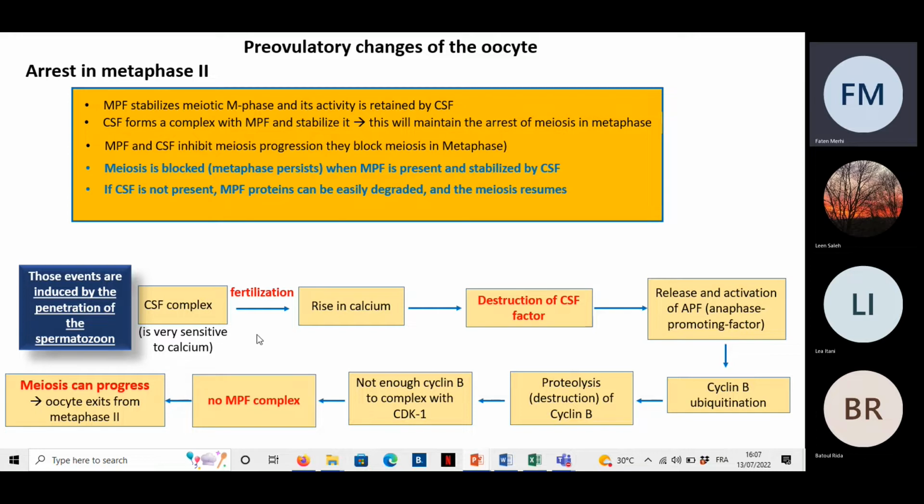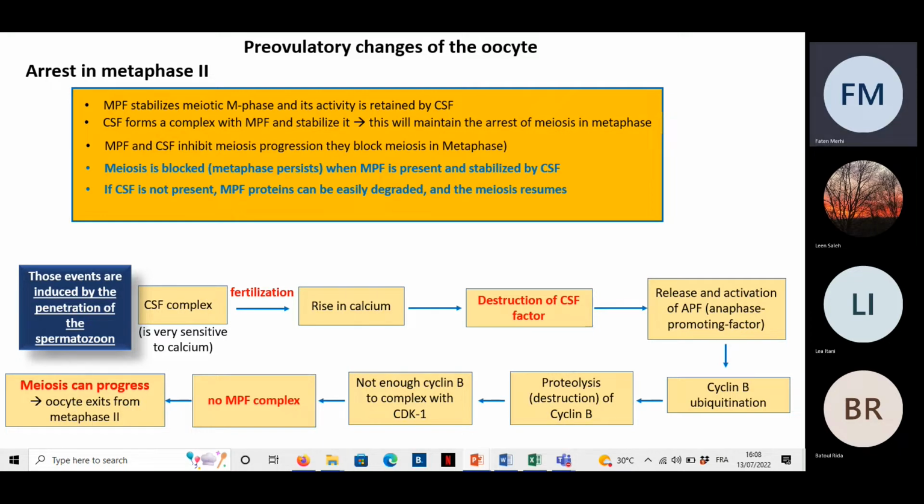In fact, because we will have a rise in the intracellular calcium, destruction of the CSF. This CSF normally stabilizes the MPF complex. When it is destroyed, the MPF complex will be destroyed and the meiosis can progress. And in fact, the CSF destruction will lead to the release of the anaphase promoting factor. This APF will lead to the proteolysis of the cyclin B or degradation of the cyclin B, and thus the MPF complex will not be able to form, and the meiosis can progress.